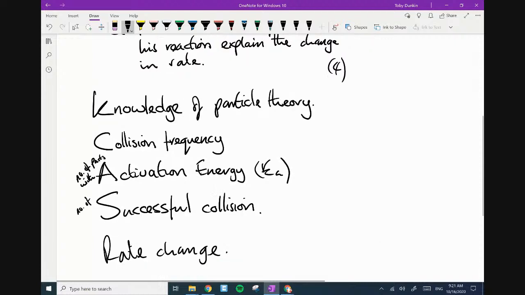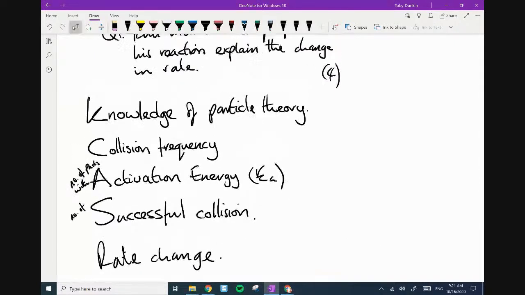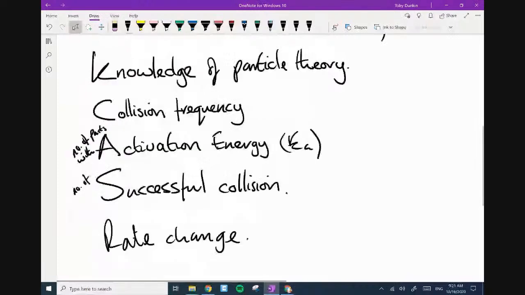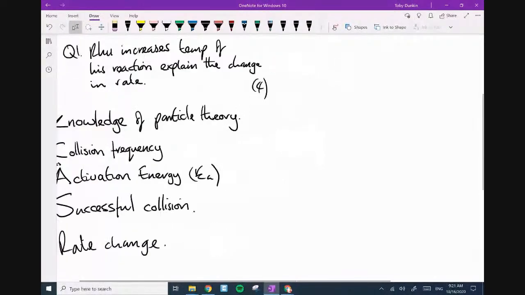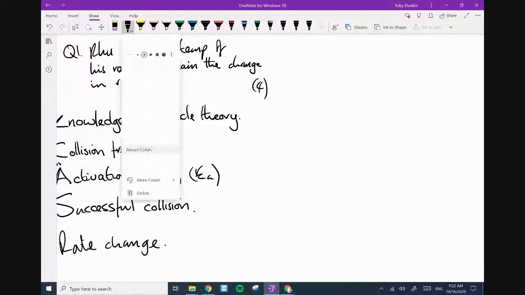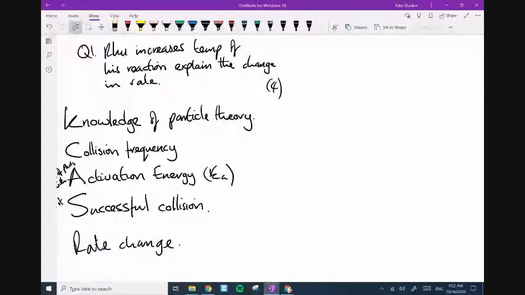Anyway, moving on. What we now need to do is use KCAS. Now that we understand what each point is doing, we need to use this to answer Rue's question. So Rue's increased the temperature. Let's apply this. Okay, going to switch to red here for the answer. So what I'm going to do is put it onto the classroom. Okay, knowledge of particle theory. Rue increased the temperature. So what's going to have happened to the particles if I increase the temperature?